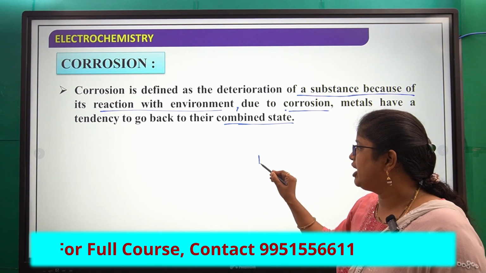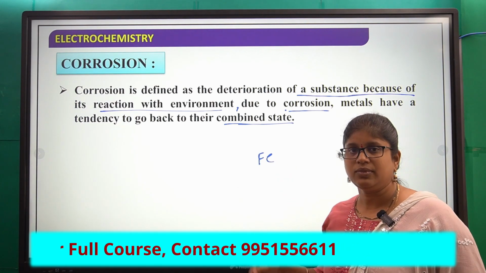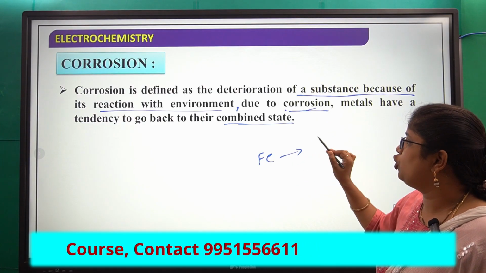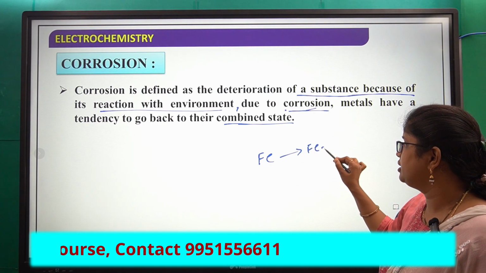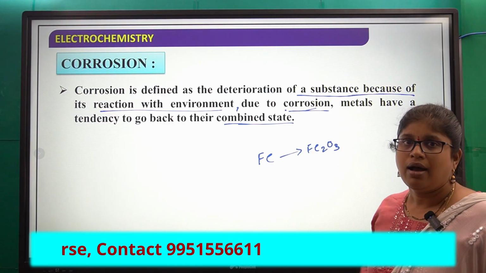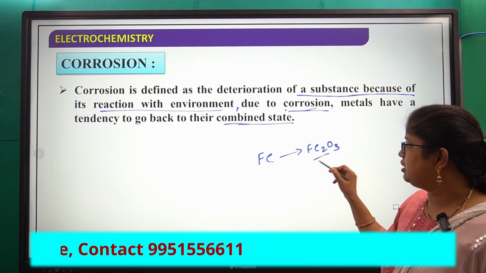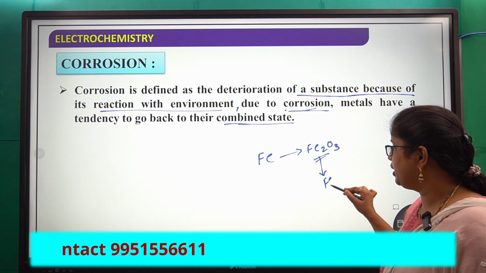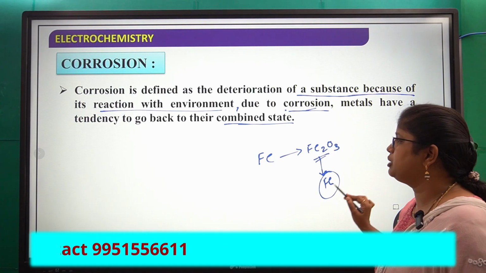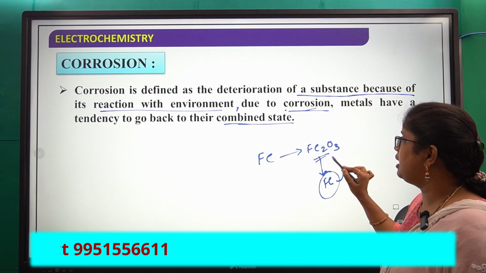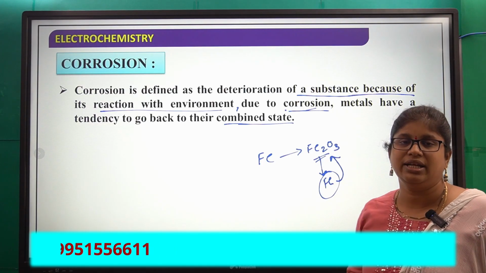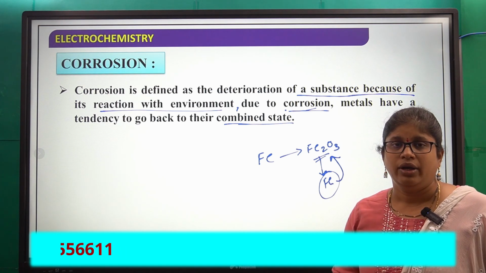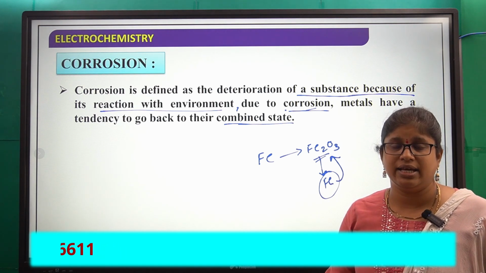That means, for example, if we take iron, due to corrosion it goes back to its combined state, that is iron oxide. Actually, from this iron oxide we are extracting iron metal, right? And by the corrosion process, the metal goes back to its combined state, ferric oxide. And silver goes back to silver sulfide, Ag2S, right?